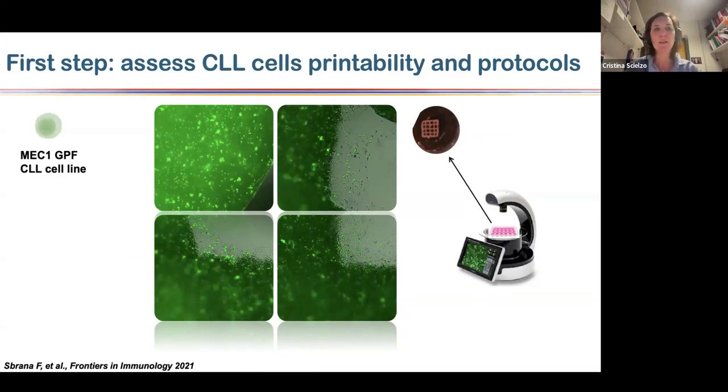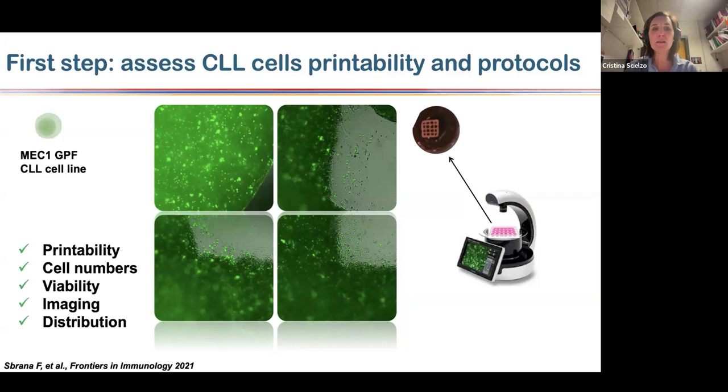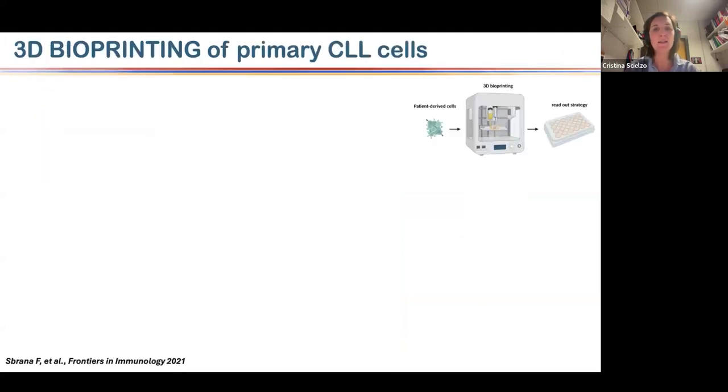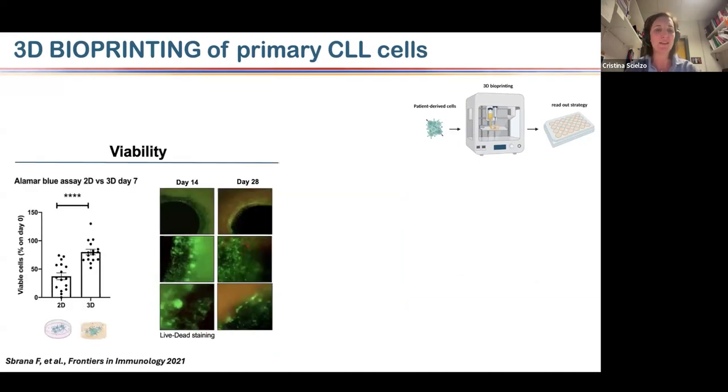So what we did, we started with the SLS line that also expressed GFP, so very easy to follow, to assess printability, the number of cells, viability, and the imaging part, to see if we can image and follow the cells in vitro, and also the distribution of the cells in the scaffold. Once done with that, we immediately moved to primary cells. Again, we had to find the best material and repeat the printability assessment, but now we had already learned that from the cell line, so it was easier.